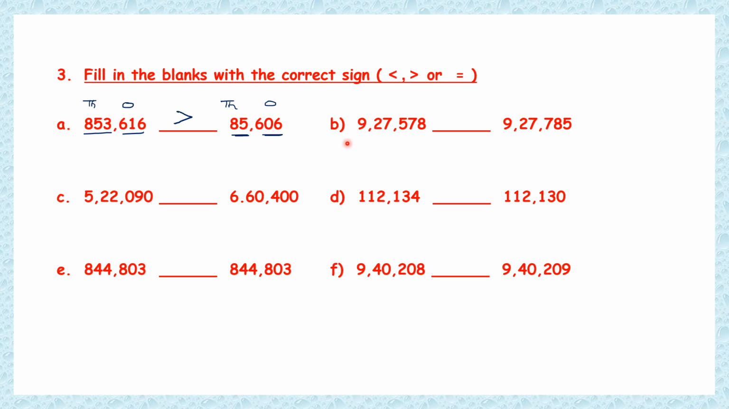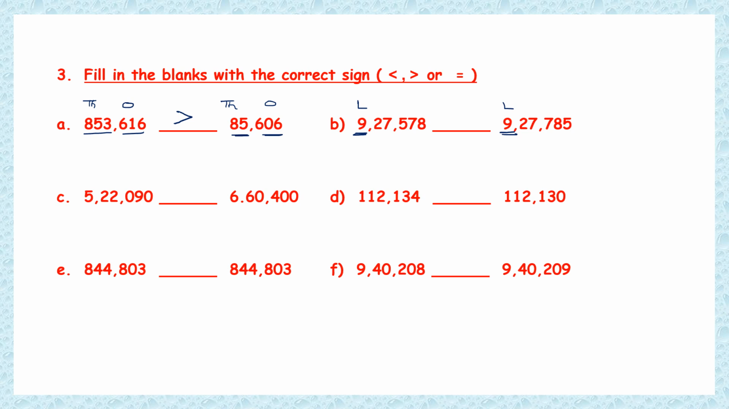Let's go to question B. So first let's check and see how many periods there are. 1, 2, 3 periods. Here also 1, 2, 3 periods. And there are 6 digits here. Here also 6 digits. So when the number of digits is the same, look at the digit in the extreme left, that is here, in the lakhs period. In the lakhs period, both are 9. If both are 9, it's the same. So we go to the next period.